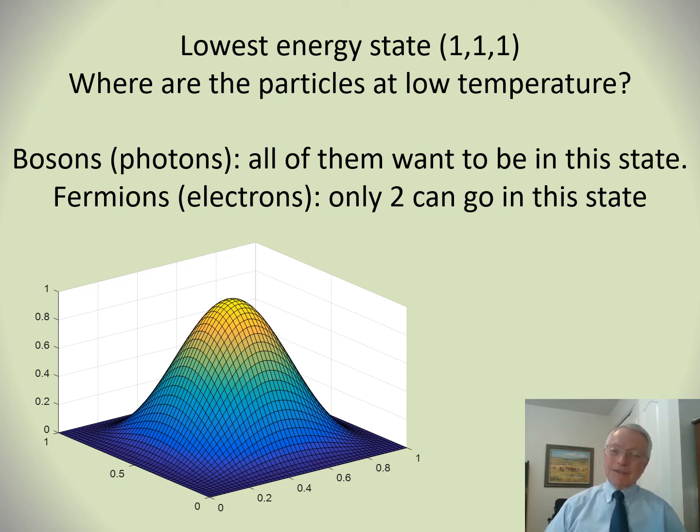Well, for electrons, it's a little complicated. Electrons are fermions. They're antisocial. You can only get 2 of them in this state. You wonder, well, why 2? Why not just 1 if they're antisocial? Well, electrons have spin, and we'll talk about that in the next chapter. And so you can put a spin-up electron and a spin-down electron in one quantum state. But you can't put any more than that.